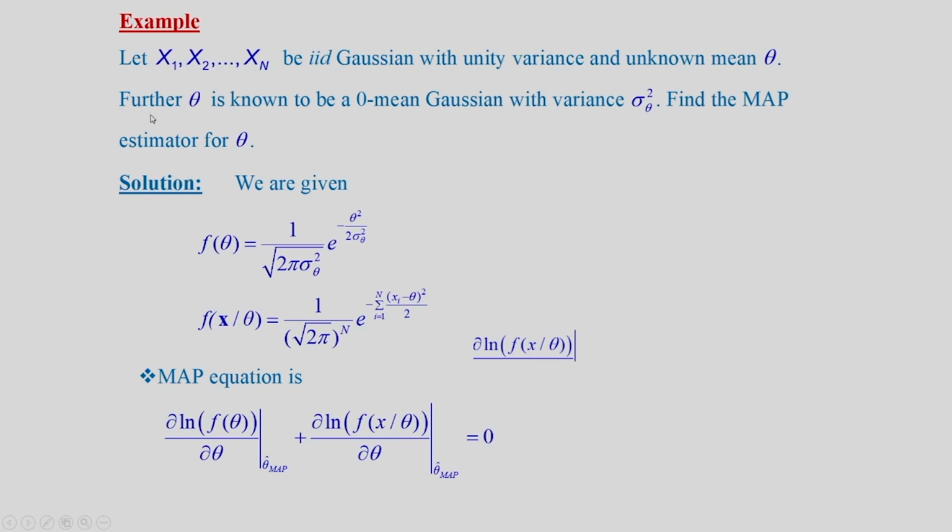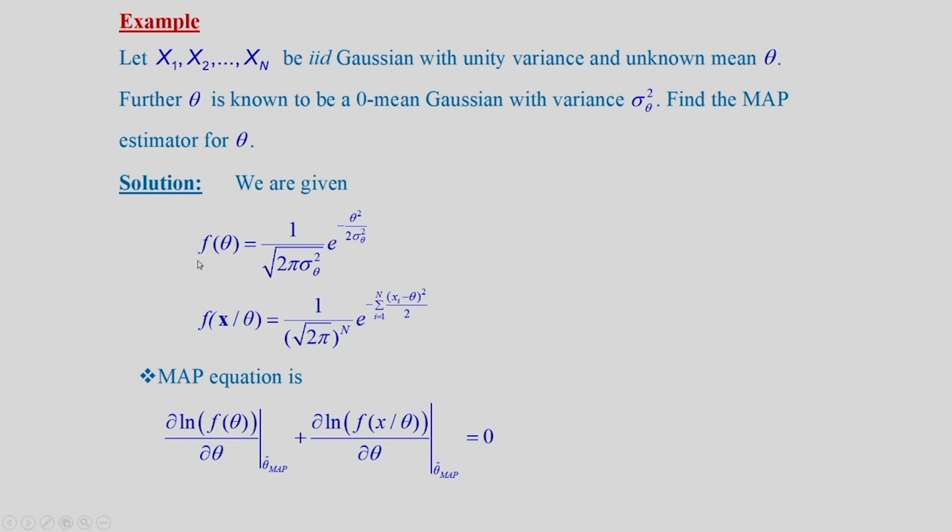We will consider one example. Let x1, x2 up to xn be IID Gaussian with unit variance and unknown mean theta. Further, theta is known to be a zero mean Gaussian with variance sigma theta square. This is the prior PDF, that is Gaussian with variance sigma theta square. Find the MAP estimator for theta.